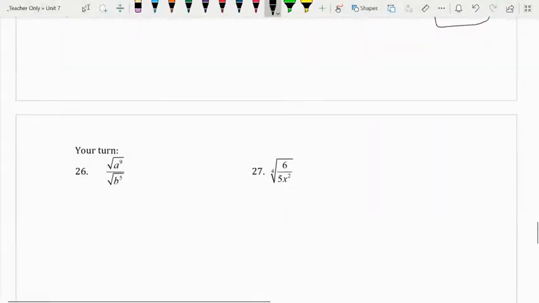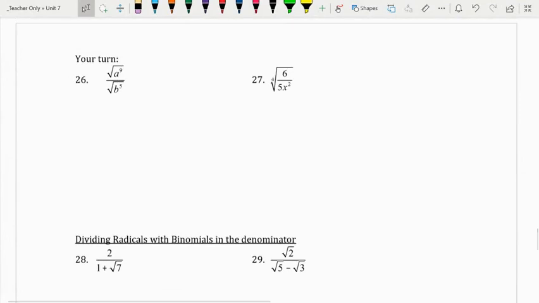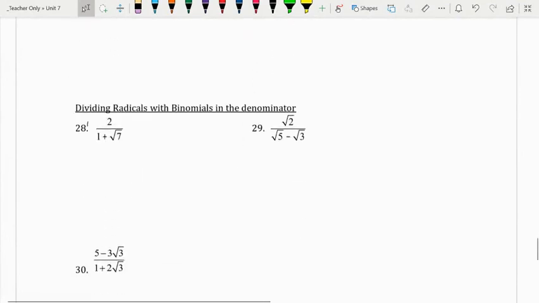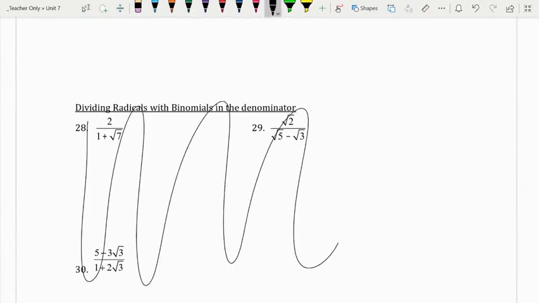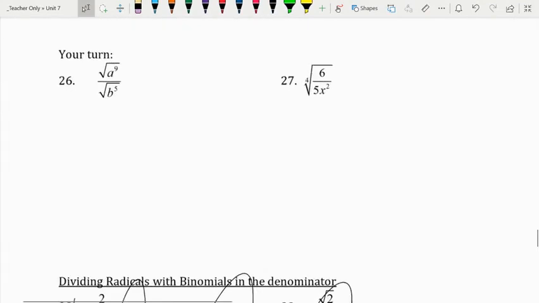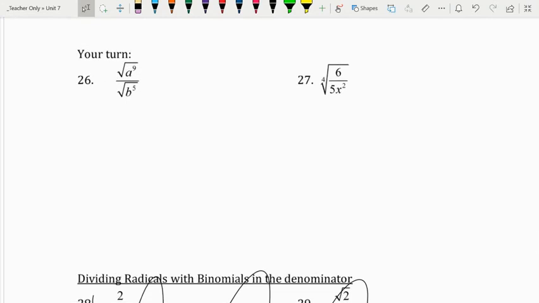So that's our big thing. I'm going to have you try a couple on your own. We are not going to do the conjugates that are down here. We are just going to focus on these ones. Go ahead and try these and then I'll go over it.